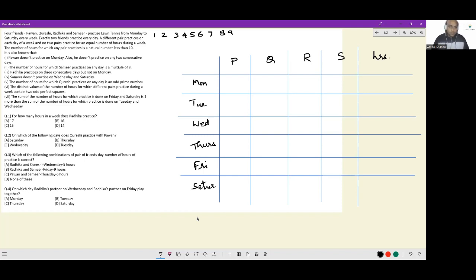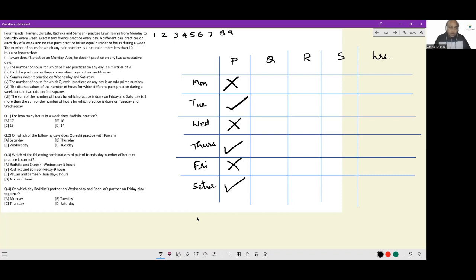Okay. Let's see. Pawan does not practice on Monday. Also, he doesn't practice on any 2 consecutive days. See, Pawan has to practice on 3 days: one day with Qureshi, one day with Radhika, one day with Samir. If he does not practice on any 2 consecutive days, and there are only 5 days left for him, the only way it works is if Pawan practices on alternate days. So Pawan will not work on Wednesday, Pawan will not work out on Friday, and the days on which Pawan works are known to us.